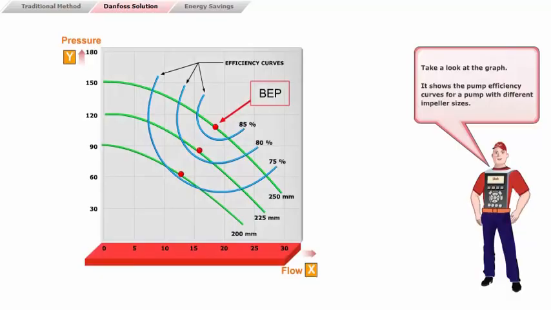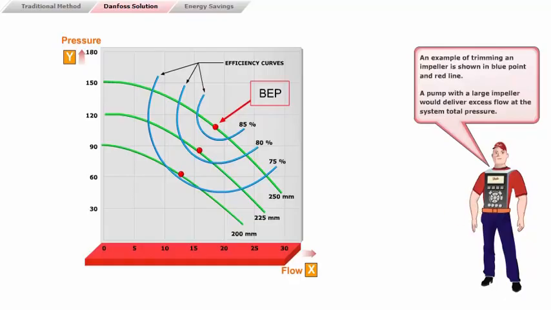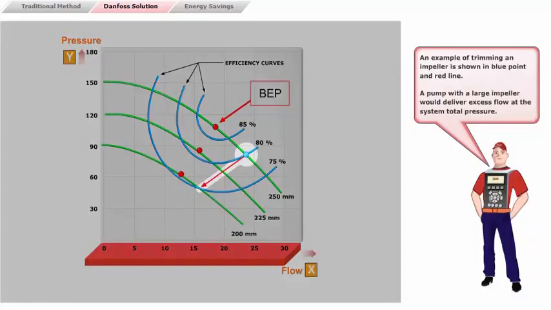Take a look at the graph. It shows the pump efficiency curves for a pump with different impeller sizes. Please notice the best efficiency point for each impeller. Operation above or below this point is less efficient. An example of trimming an impeller is shown in the blue point and red line.